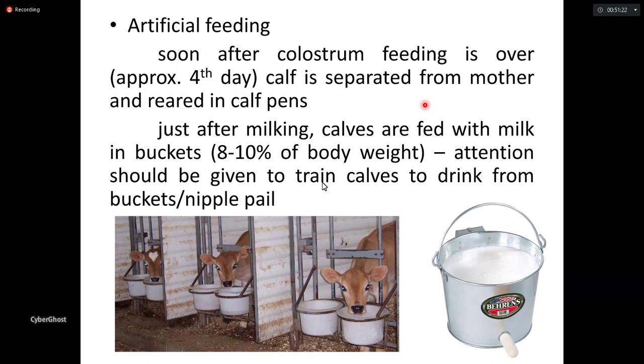This is for the selling purposes. This is for the calf or the young one, which means based on the body weight, 8 to 10% of milk will be provided for these animals through these buckets or maybe through the bottles, right?